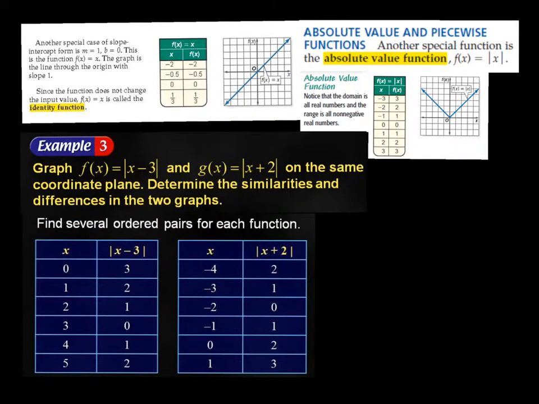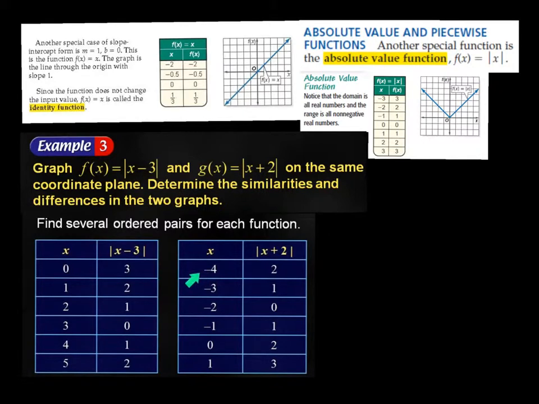For the f function, if x is 0, 0 minus 3 is -3, the absolute value is 3. 1 minus 3 is -2, the absolute value is 2. 2 minus 3 is -1, the absolute value is 1. 3 minus 3 is, of course, 0. And now we're going to start repeating. 4 minus 3 is 1. 5 minus 3 is 2.